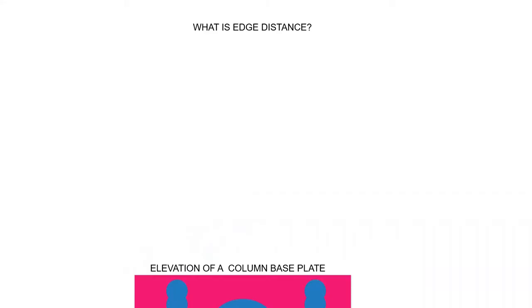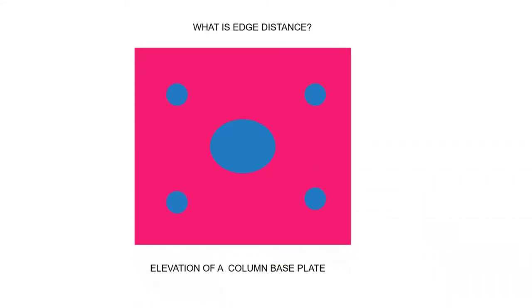So what is edge distance? We can look at it in the illustration, where we have a column base plate with four bolts, and the column, a circular hollow section, and then we have the bolts. You can see that the edge distance is from the center of that bolt to the edge of the plate.